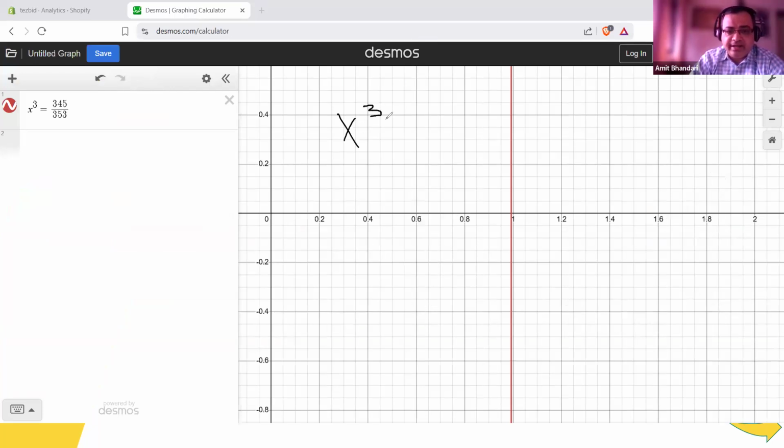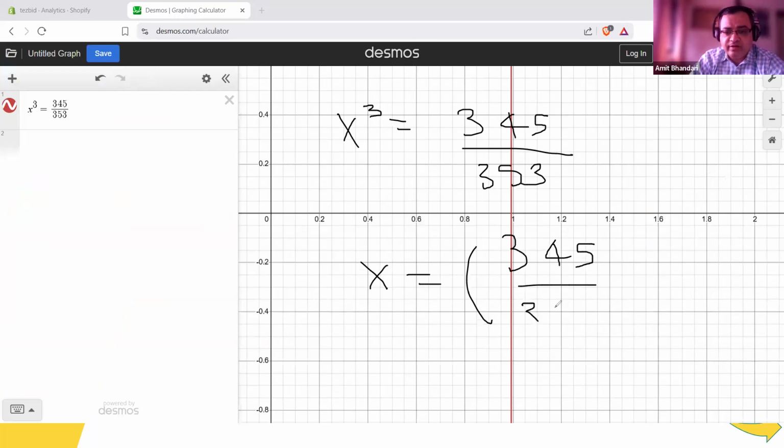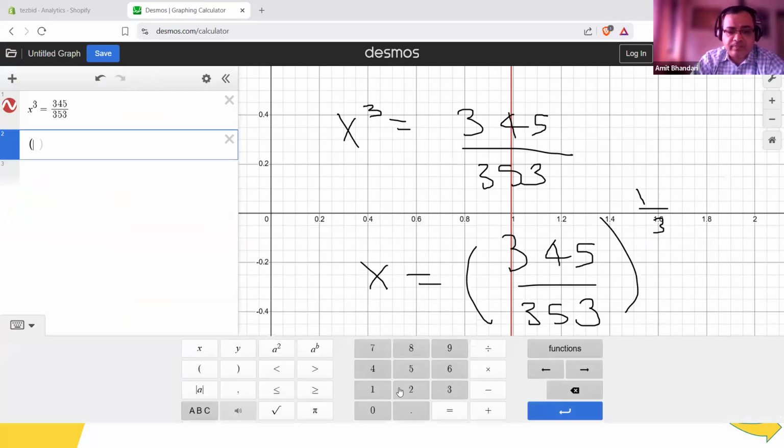Now, we already know that x cube is equal to 345 divided by 353. So we could say that x is equal to the cube root of 345 divided by 353, which can also be rewritten as this number raised to the power 1 over 3. So let's check that out. Raised to the power 1 over 3. And this gives us 0.9924 as the side of the cube.